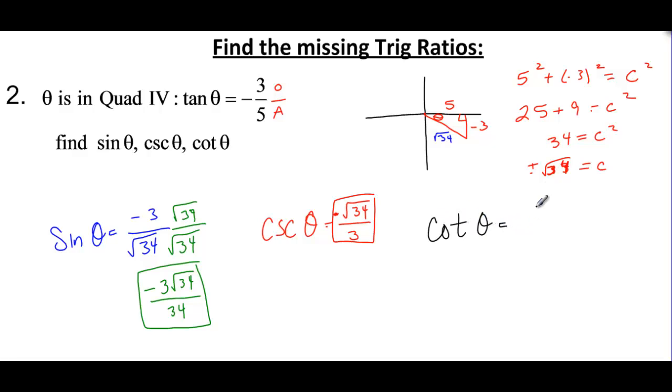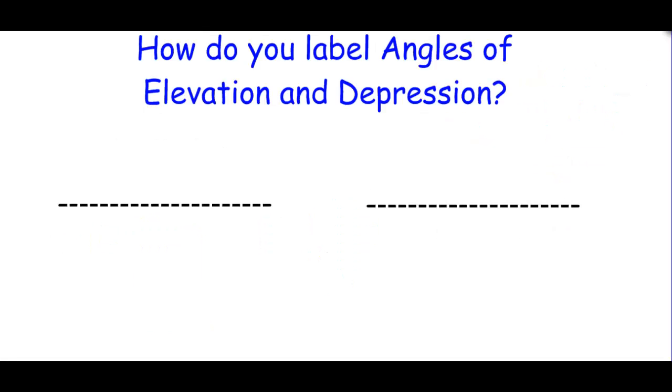Now, cotangent is the reciprocal of tangent. Tangent is opposite over adjacent, which means cotangent is adjacent over opposite. So I get -5/3. And that's how you do a problem where they give you one of the ratios and they ask you to find the missing ones. So we're going to get to our last part where we're going to be dealing with actually using trig to help us solve word problems.